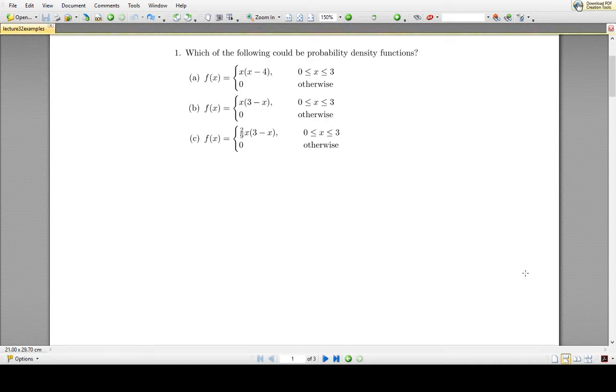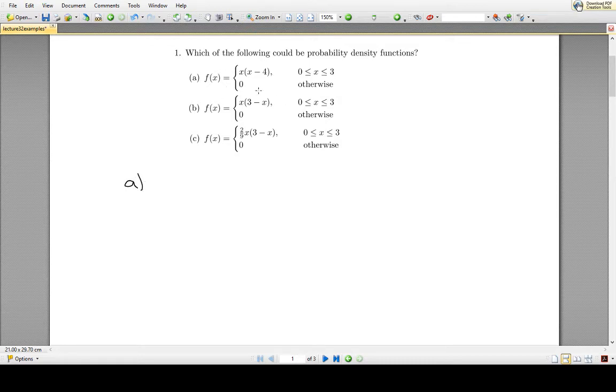In this question, we're given three functions, namely the functions labeled here by a, b, and c, and we're asked which of the following could be probability density functions. So what we have to do is just make sure that these functions actually have the properties of what a probability density function must have. So, for example, let's take a look at question A.